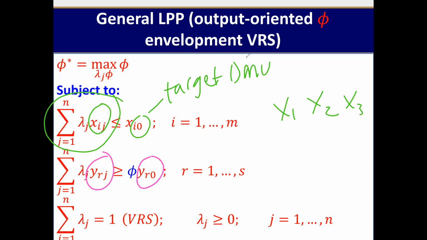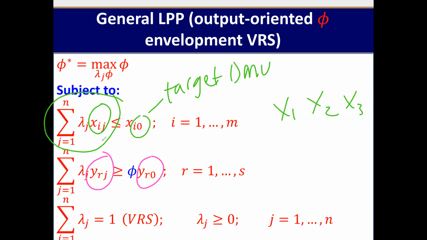Now, you can see that the phi, which is now in blue color here, has been attached to the output. It was not attached to the input up there. That will tell you that we are dealing with the output orientation and not the input orientation. So what this formulation, this envelopment model, is trying to say, forget about the last one. The last one is just the returns to scale assumption, which I told you can be constant returns when the whole thing is not there.